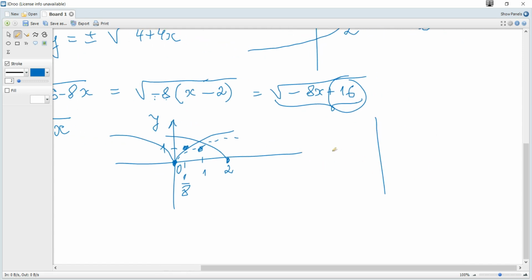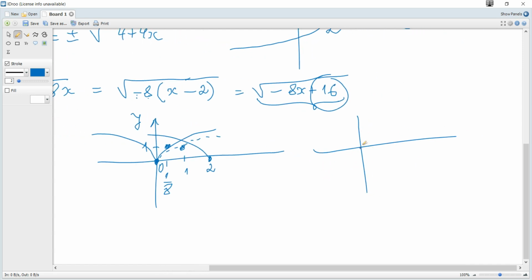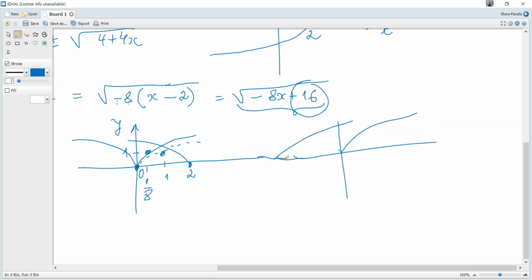So it will be translation 16 to the left, because plus, so it becomes negative 16, 0. Then horizontal contraction by factor of 8, so this point becomes negative 2, followed by a reflection about the y-axis, so this point becomes 2 and it will be directed to the left.